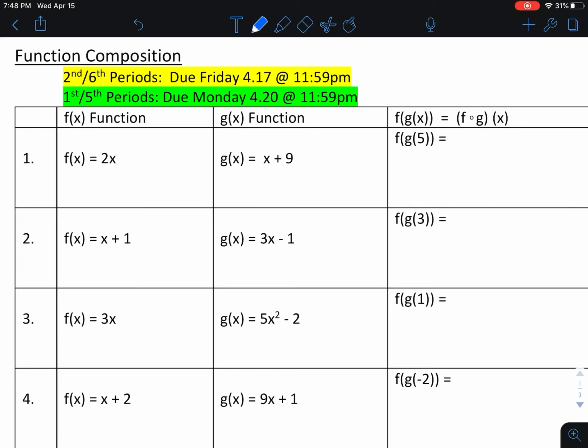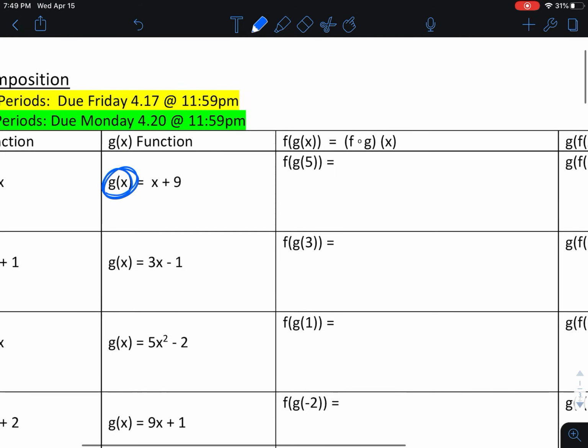We talked about what functions were. Remember the vertical line test to test whether or not a graph is a function. Remember the f of x. We call it f of x, or this is g of x. Those are just naming the function so you can distinguish between the two different ones. Okay, so composition of functions.